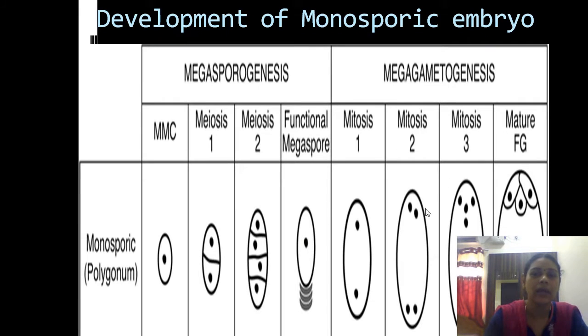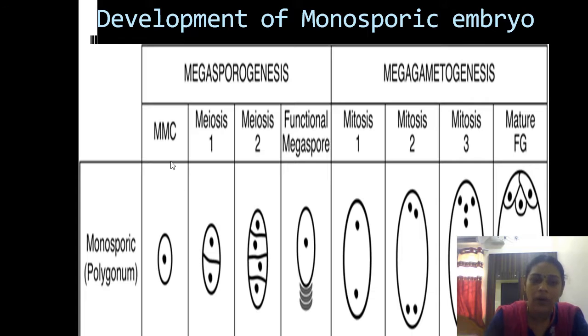In megagametogenesis, the formation of the female gametophyte, there are three mitosis steps: mitosis 1, mitosis 2, mitosis 3. The functional megaspore undergoes these 3 mitoses. In mitosis 1, the cell undergoes a nuclear division, not a cytoplasmic division. If there were a cytoplasmic division, it would produce 2 cells. Here it is only one cell, but it produces 2 nuclei through mitosis 1.